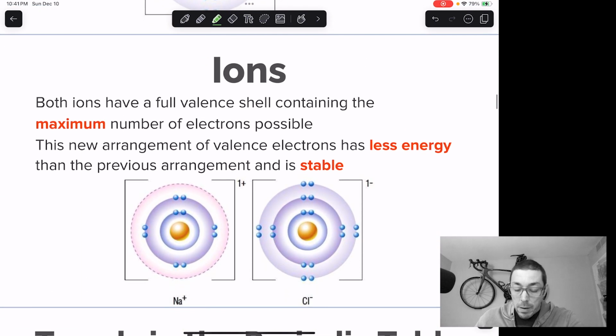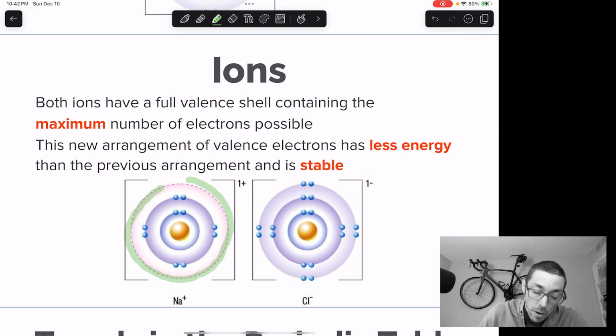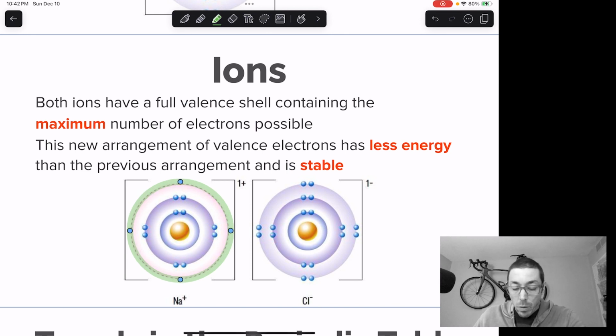Okay, so we've made a sodium ion and a chlorine ion, and there they are. Both ions now have a full valence shell containing the maximum number of electrons possible. So this one's drawn here because there was an electron in there before, but you typically wouldn't draw that when you would do your diagrams because it's empty, and we don't really draw empty electron rings, but it's dotted because it's showing you that it did have one and it lost it, so now the one inside is the valence shell and it's full.